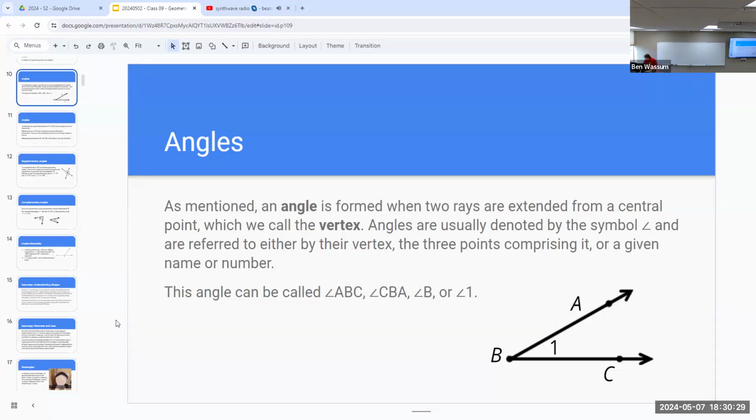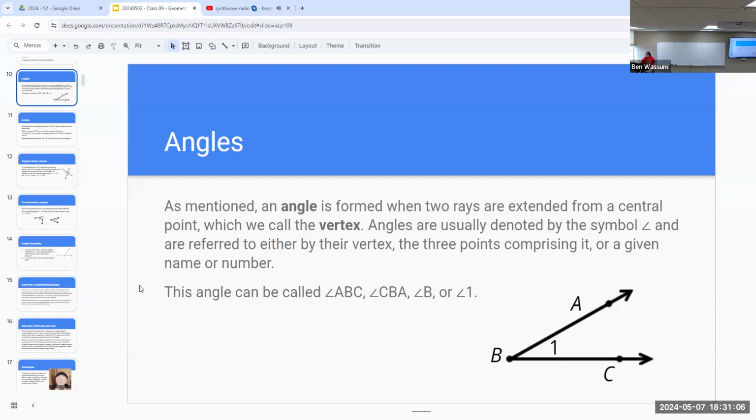So looking at this angle right here, it has a one inside of it showing that it is angle number one. So you could just call it angle one. Otherwise, at point B, it only has one angle coming off from that area. So you could say, okay, it's angle B because there's no other angles. But if there was another ray shooting off to the left towards a point D or something, then you wouldn't be able to do that because you'd have more than one angle from a point.